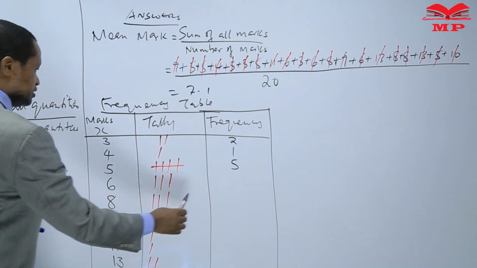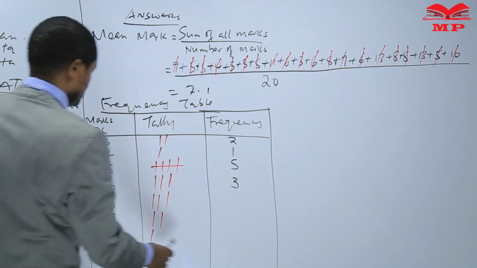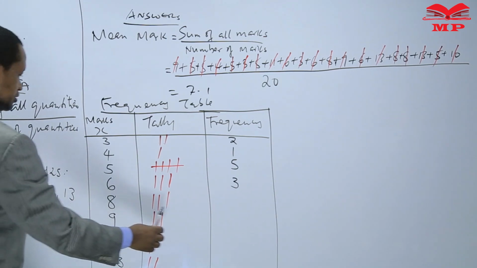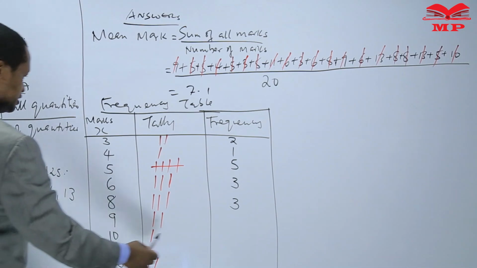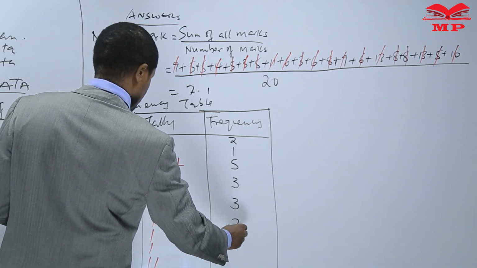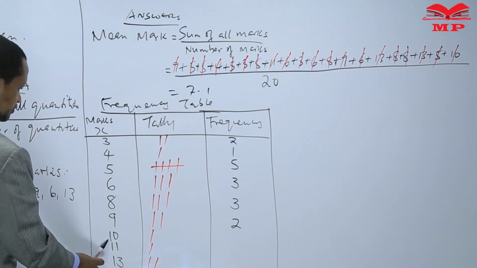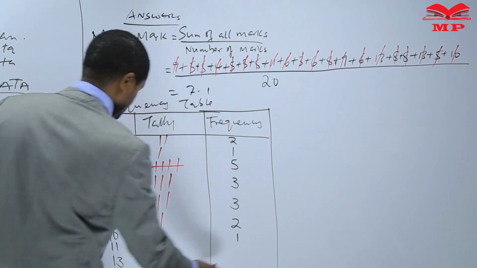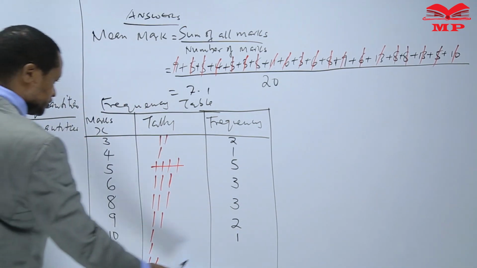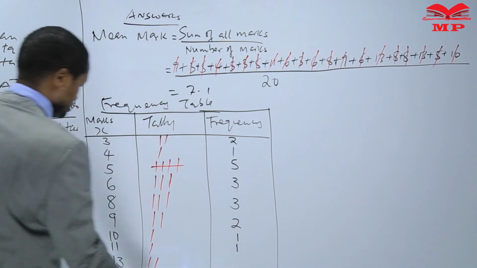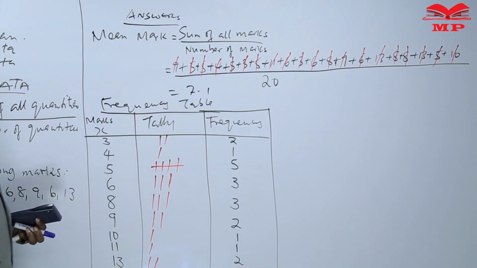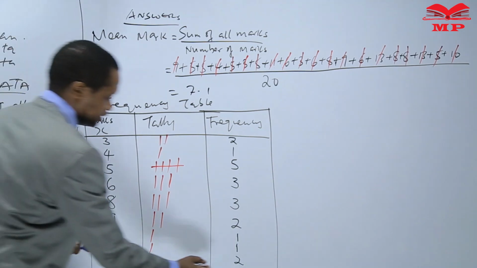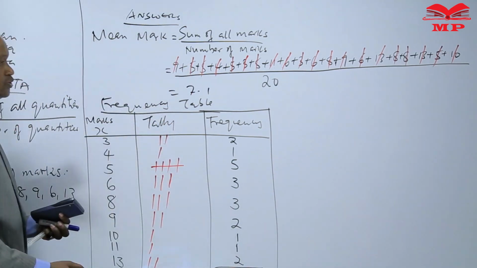Then 6 is 3, 8 also 3, 9 frequency is 2, 10 frequency 1, 11 frequency 1, 13 frequency 2. Okay. So that is the frequency, and we can get the total.